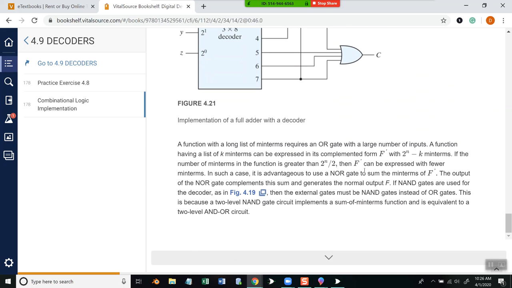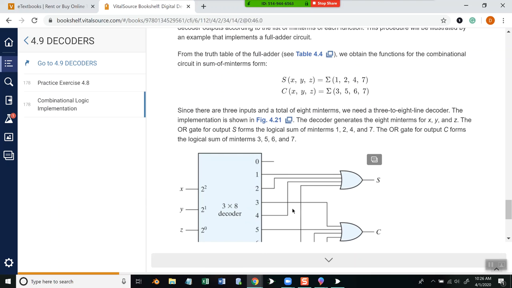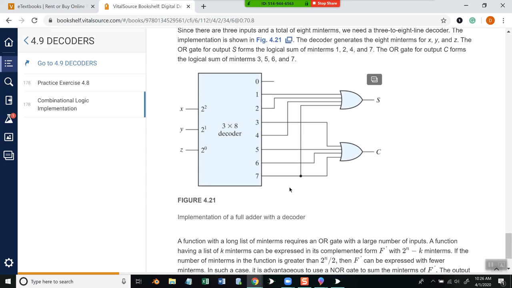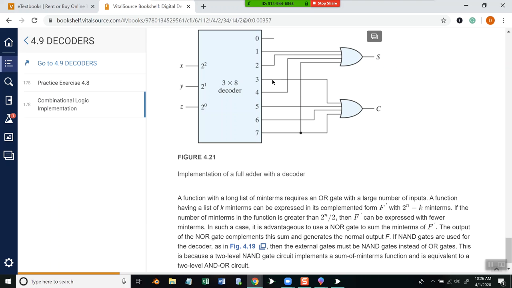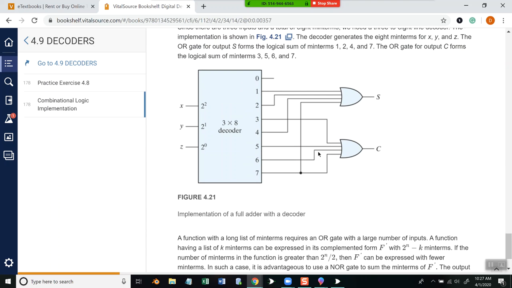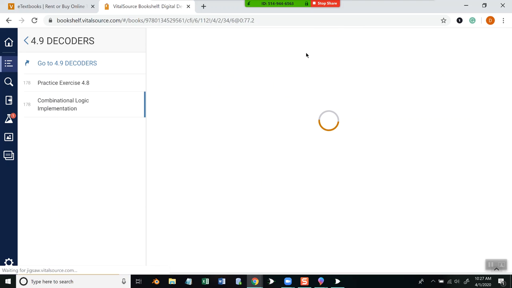I think that's pretty much it there. So let me just show where they're getting that from. It doesn't show us the truth table. Oh, there it is. Truth table.